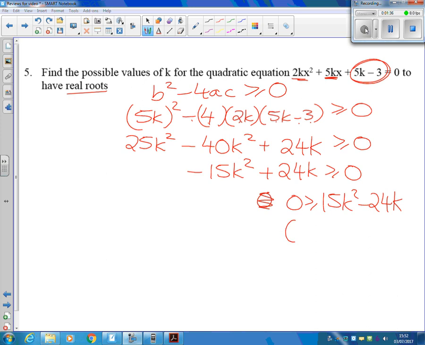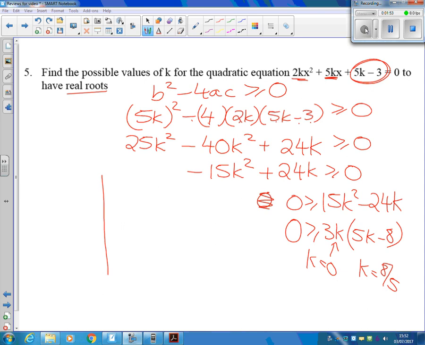So we'll factorise this thing then. It's got a 3k there, hasn't it? 3k, lots of 5k take away 8. So there's two interesting points. One is when k is equal to 0 from that bit there, and the other one is when k is equal to 8/5. Now let's draw that. It's crossing at 0, it's crossing at 8/5.